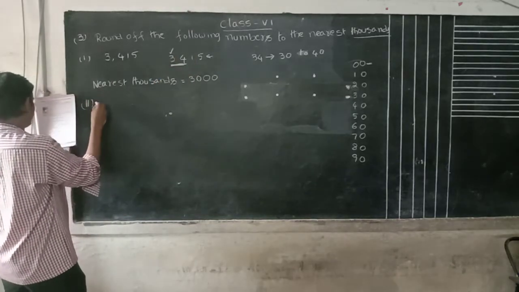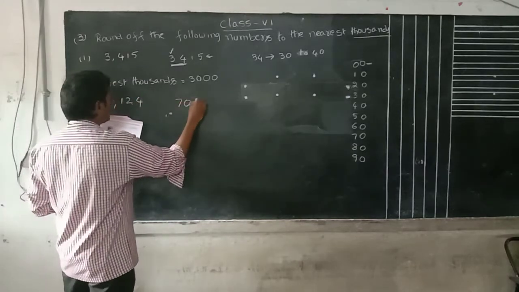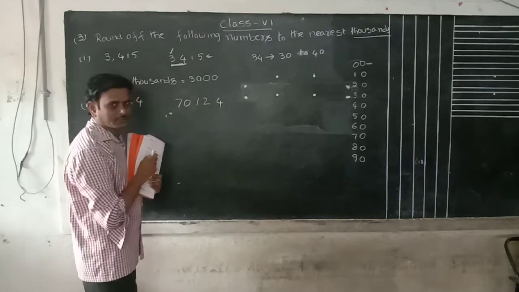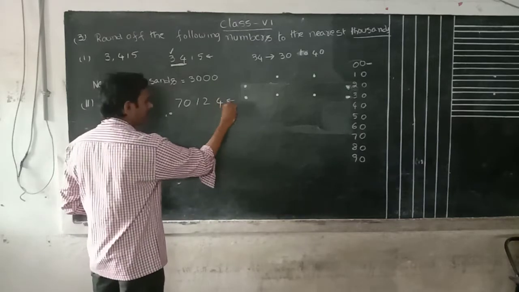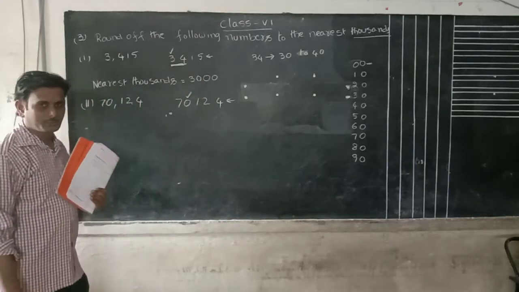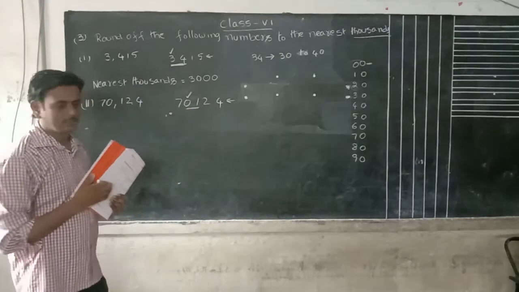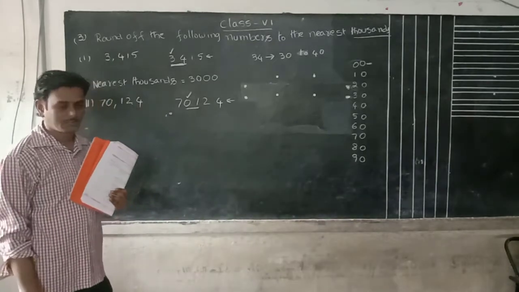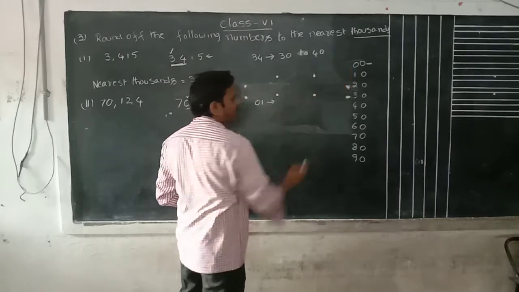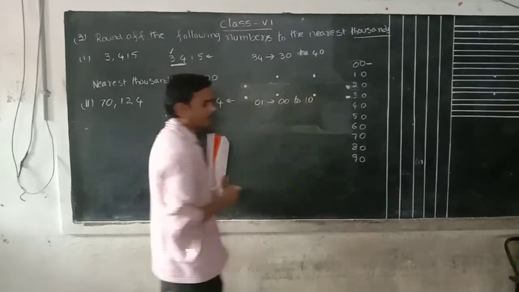Similarly, the second one. 70,124. Now we first have to identify the 1,000 place. From the right side only, take 1s, 10s, 100, 1,000. This is the 1,000 place. On the 1,000 place and its right side number, take the underline here. 0, 1. 0, 1 lies between which numbers? From 0, 0 to 10. We will get 1. 0, 0 to 10 only, it will lie.